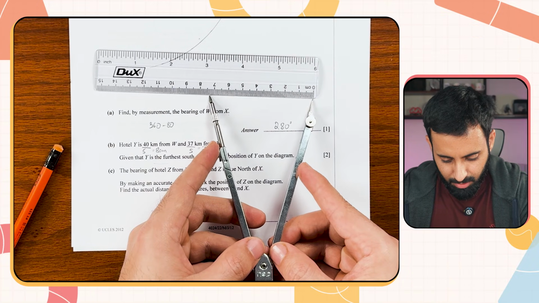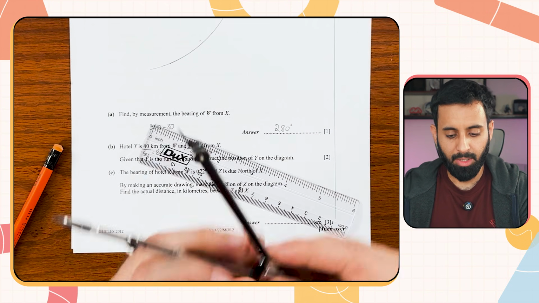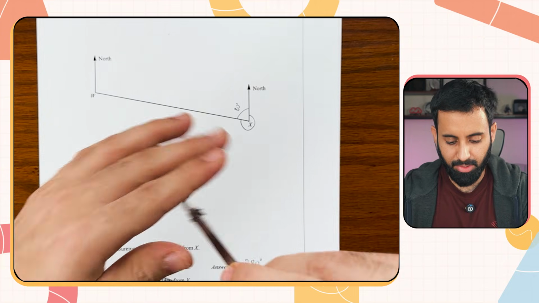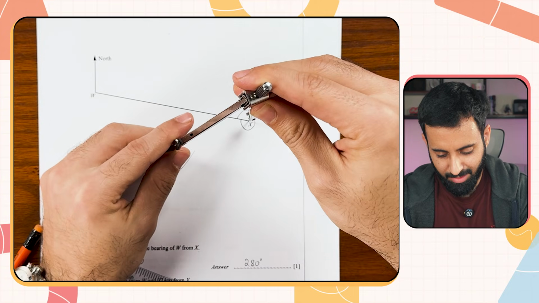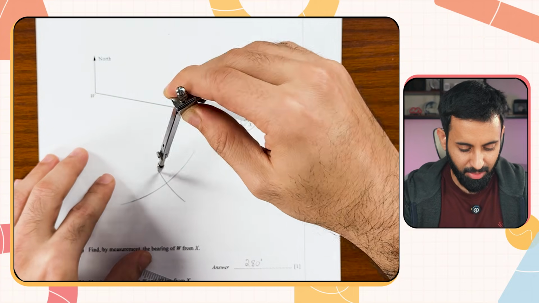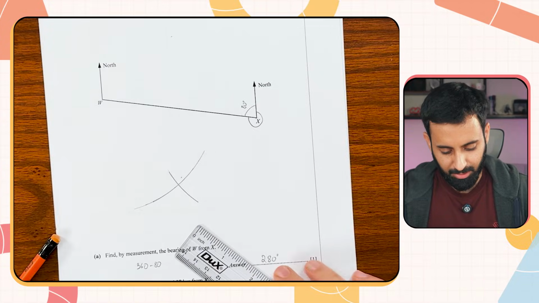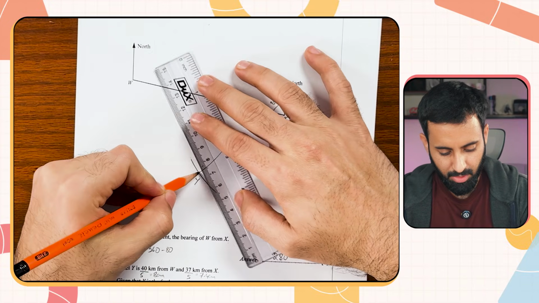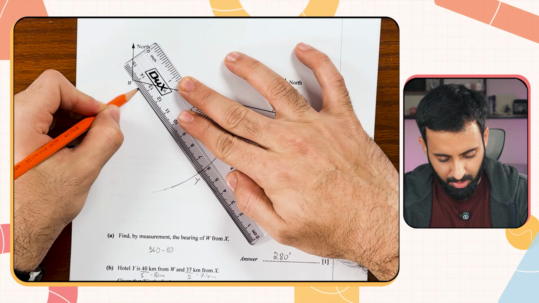Yep, this looks like 7.4. Now we're going to keep the pointed side at X, and we're going to make an arc. So the point where the two arcs intersect is basically where hotel Y is. And there you go. Let's join the points, make a triangle.